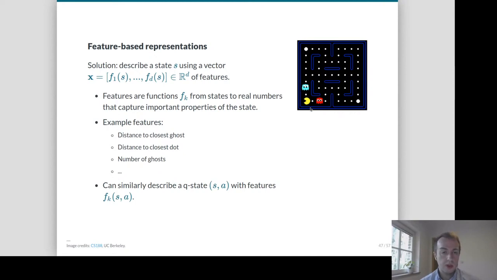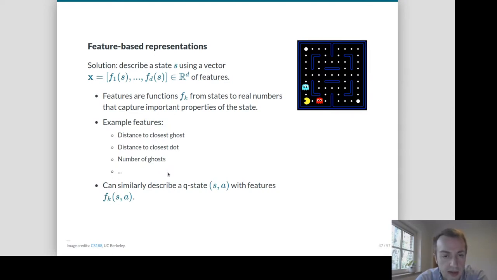So again, what we could do is to instead describe a state S using a feature-based vector representation. We'll say that now a state S is represented as a vector X of values, and you would have D such values that are defined as features. Features would be functions f_k from state to real numbers, and we would like these feature functions to capture important properties of the state. Example features could be the distance to the closest ghost from Pac-Man, the distance to the closest dots, or the number of ghosts, and many other things. There you would need to be creative if you want to define these feature functions explicitly.